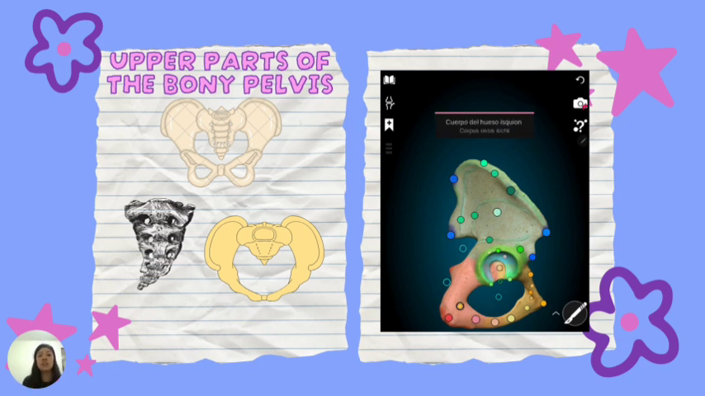These distinctions are also clinically important for obstetrics and gynecology, as they affect the passage of the fetus during labor.